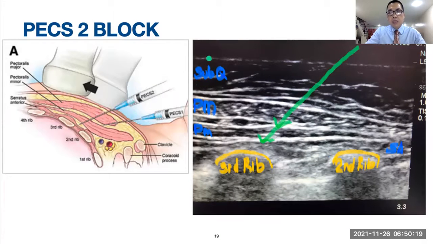A single site can be used to preserve the near-field imaging, with the deposition of the local anesthetic first between the layers of the serratus anterior muscle and the pectoralis minor. Then the needle is withdrawn with the injection between the pectoralis minor and the pectoralis major muscle.